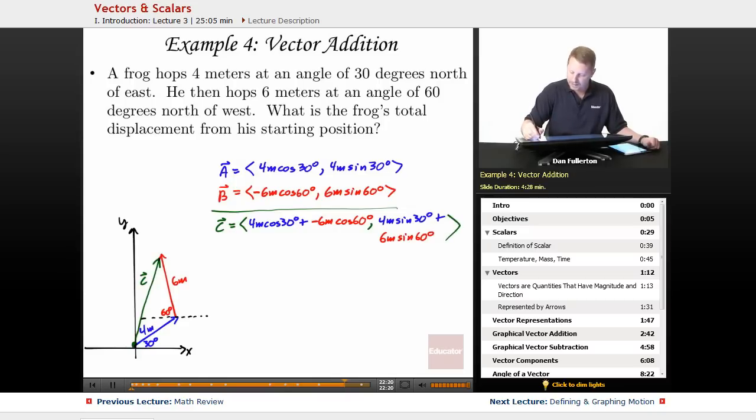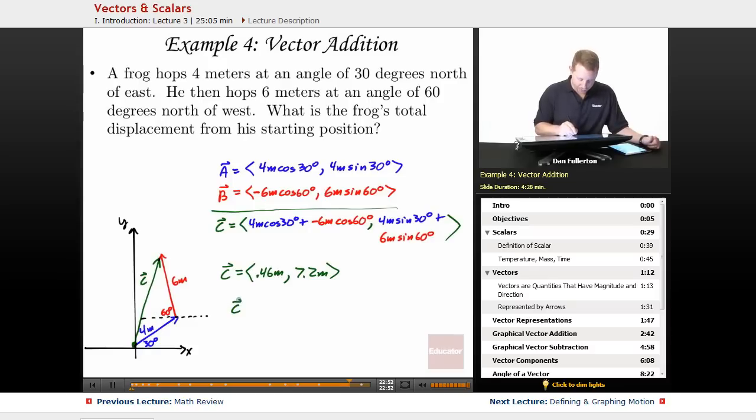And when I do the math here, I find out that C equals, well, 4 cosine 30 plus negative 6 cosine 60. That's going to be about 0.46 meters. And the y component, 4 meters sine 30 degrees plus 6 meters sine 60 degrees, comes out to be about 7.2 meters. So there is our C vector. 0.46, so not much in the x, 7.2 in the y. While we're here, let's find out its magnitude and angle.